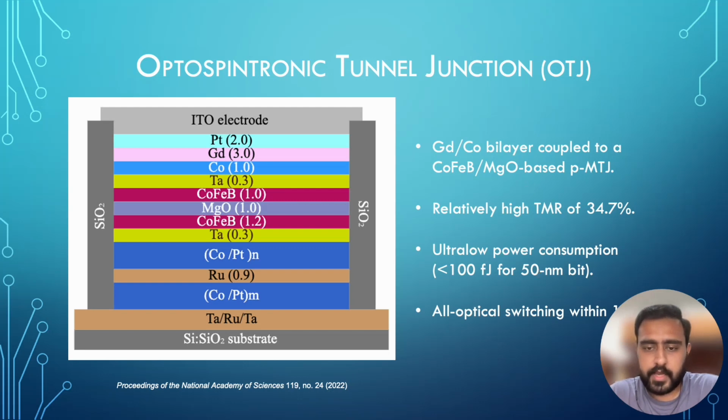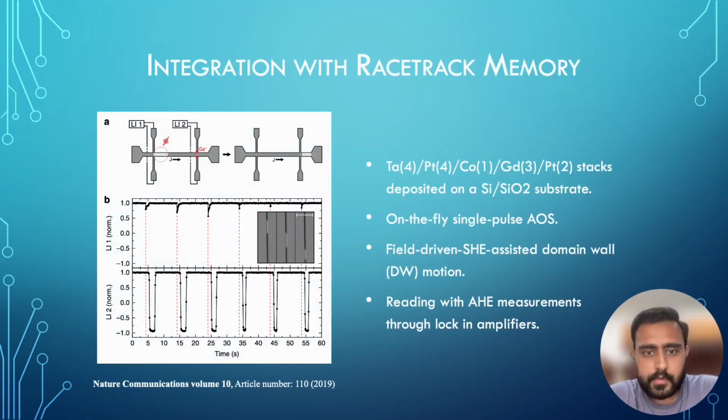And also the energy consumption is much less compared to the previous MTJ. In another paper that came out in 2019, they attempted to integrate optical switching with domain wall racetrack memory.